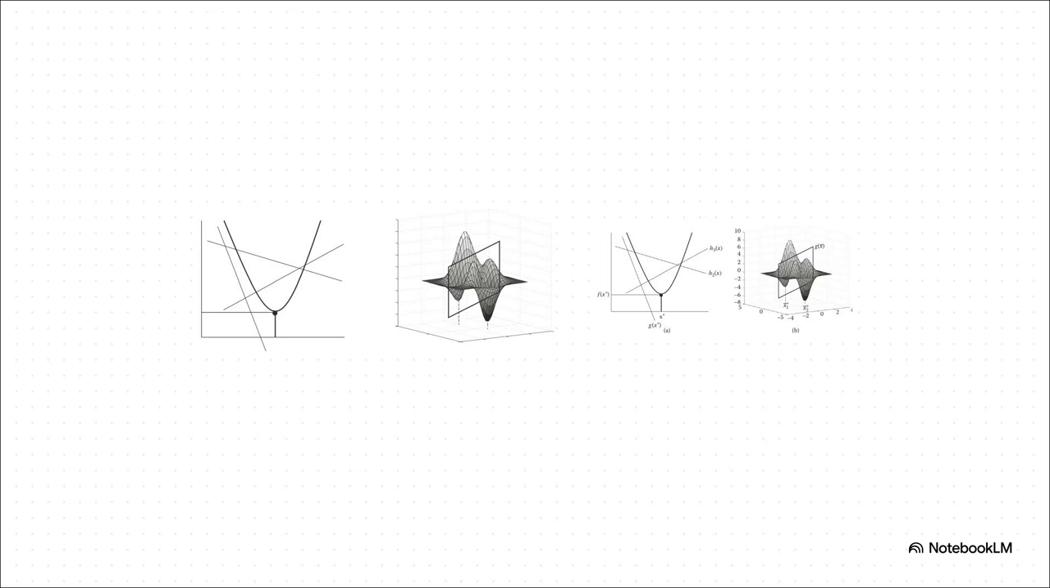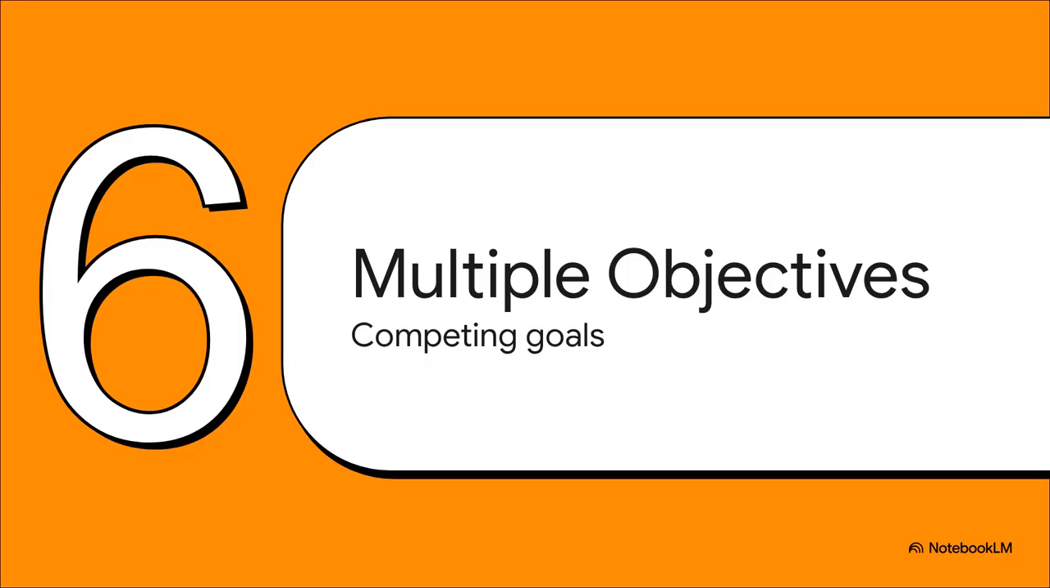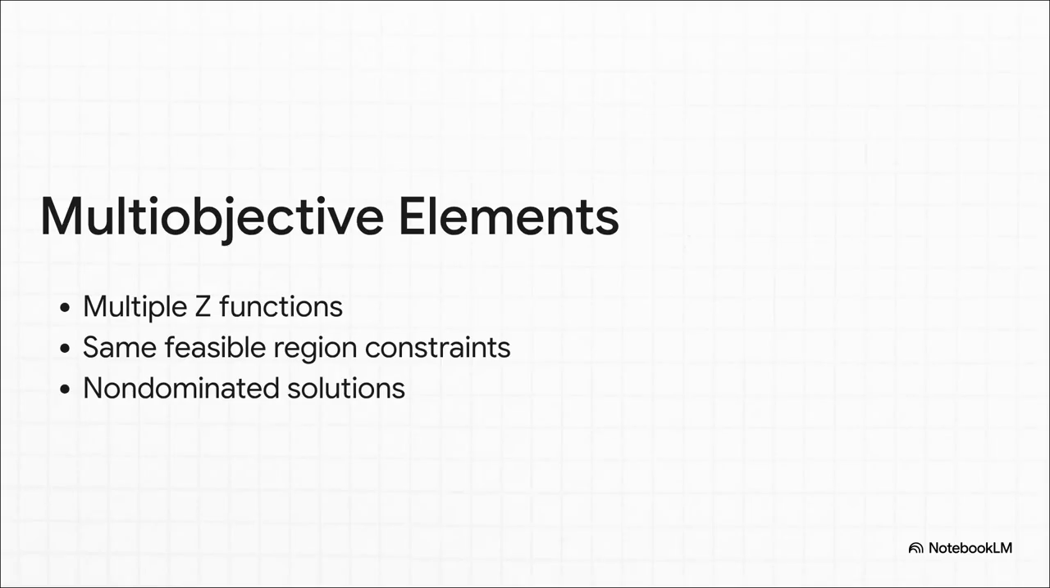Section 6, tackling multiple objectives. How do we navigate competing goals? Up to this point, we've just had one single objective function to worry about. But what if you want to maximize profit and minimize environmental impact at the exact same time? Welcome to multi-objective optimization. Now you have multiple objective functions, multiple z functions, but they all have to share the exact same physical feasible region.